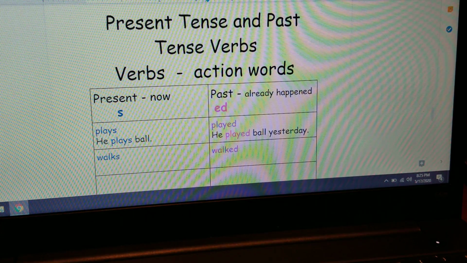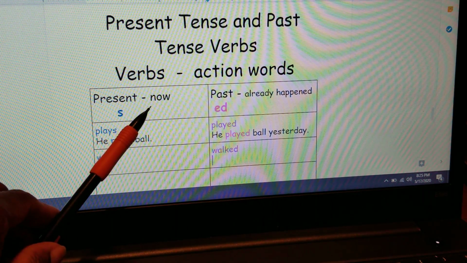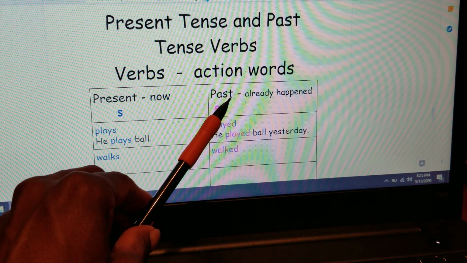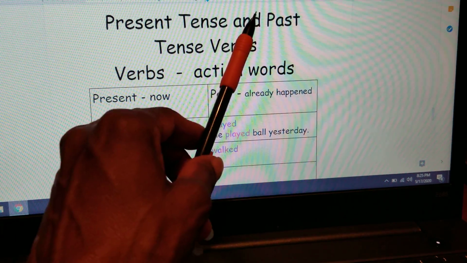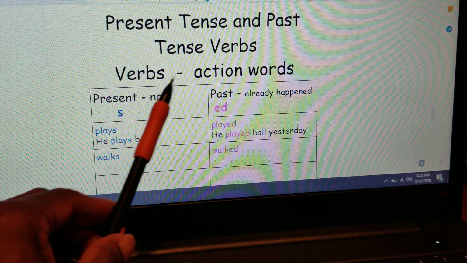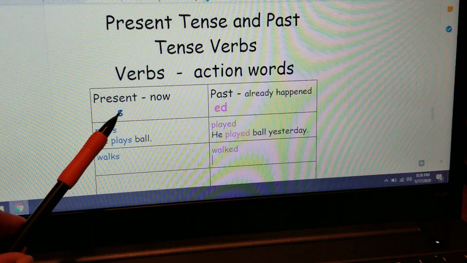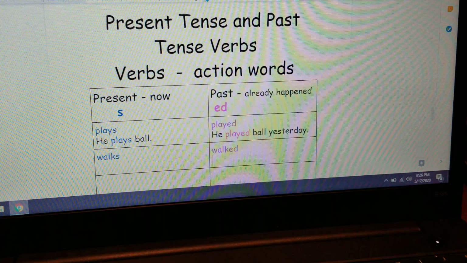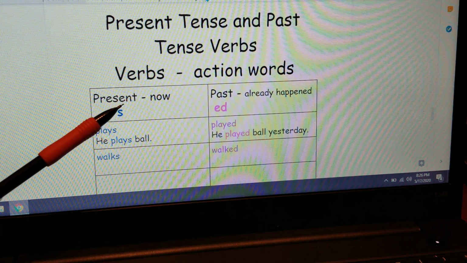We're going to talk today about verbs that are what we call present tense. That means they're happening right now, or they happened in the past. Past tense verbs have already happened. So, present tense and past tense verbs. Verbs are action words. Any action word that is happening right now, we call that present tense. Present. Not that I'm going to give you a present, but this word now means that it's happening right now.